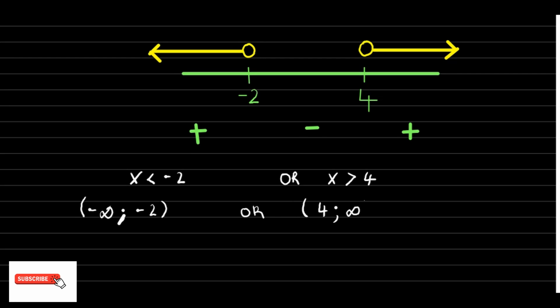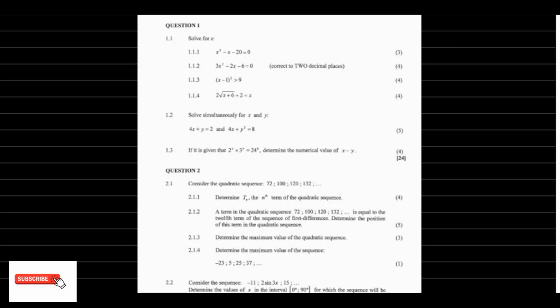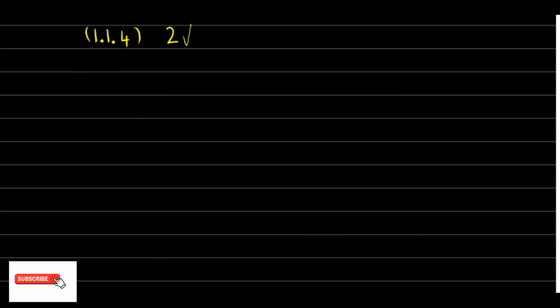Alright guys, so that is question 1.1.3. We are done. Alright, question 1.1.4: you're given 2 multiplied by the square root of x plus 6, plus 2, which is equal to x, and we are still solving for x here. So what do we do here? To solve this question, we're going to have 2 square roots of x plus 6.